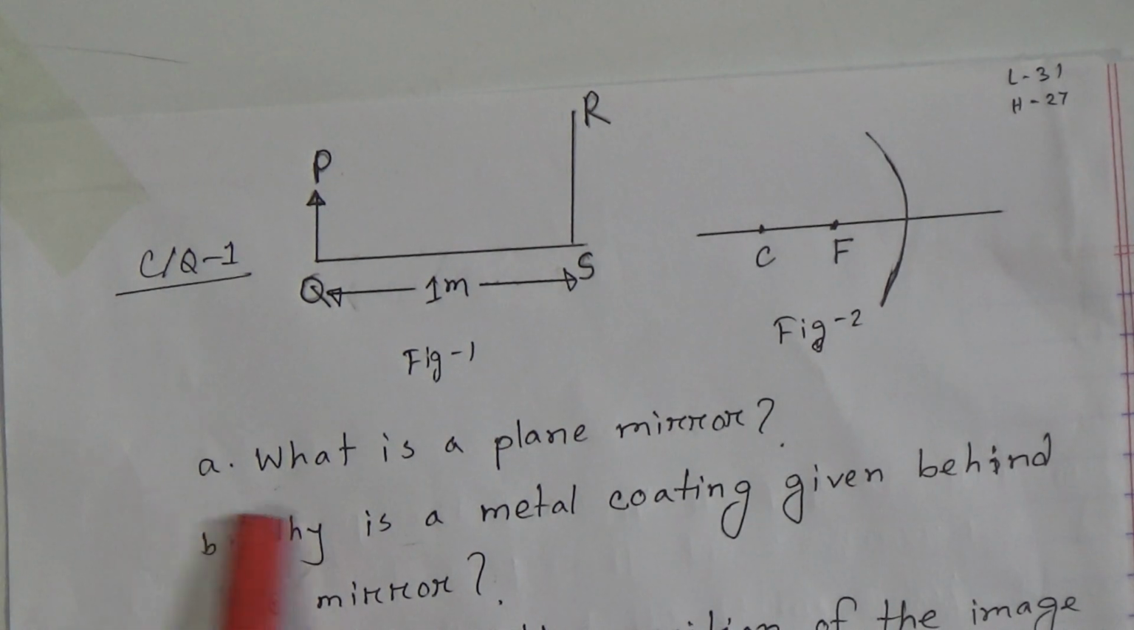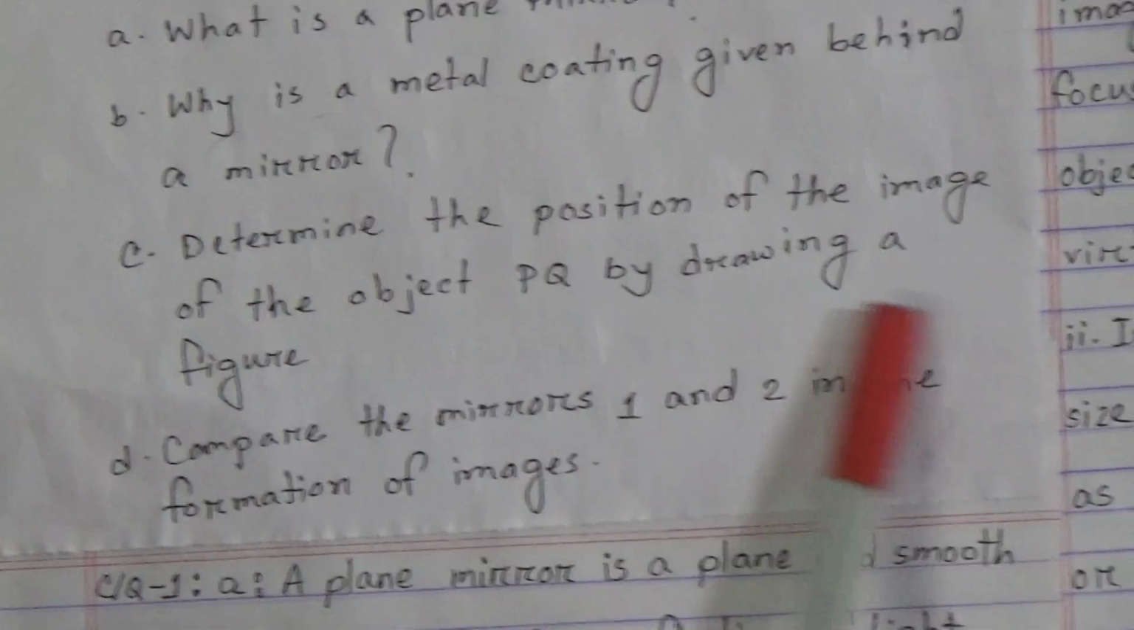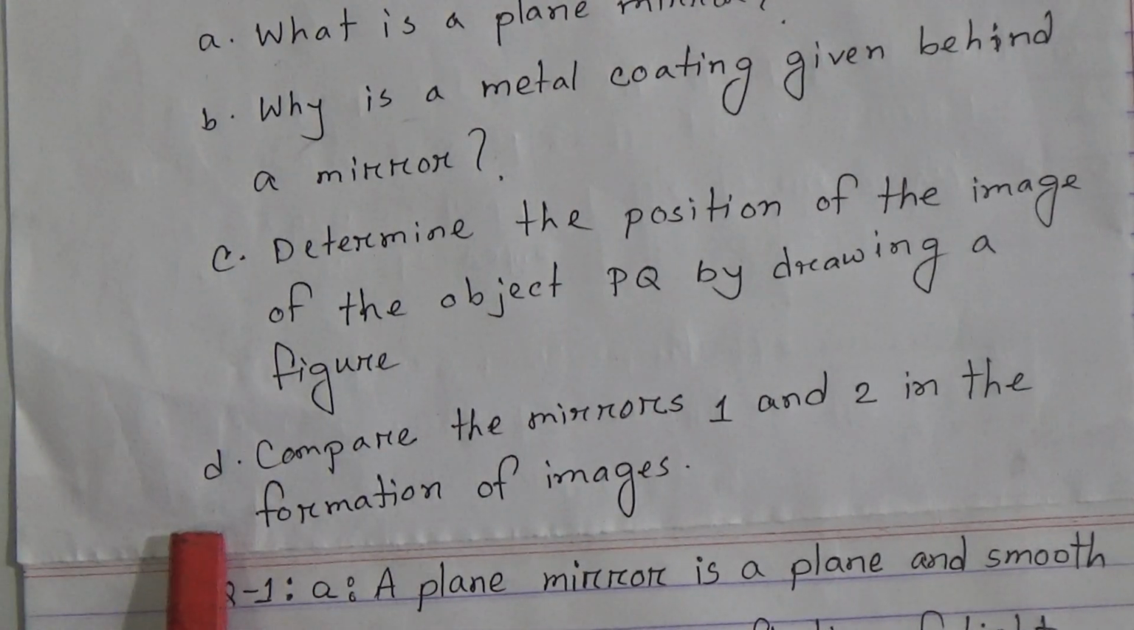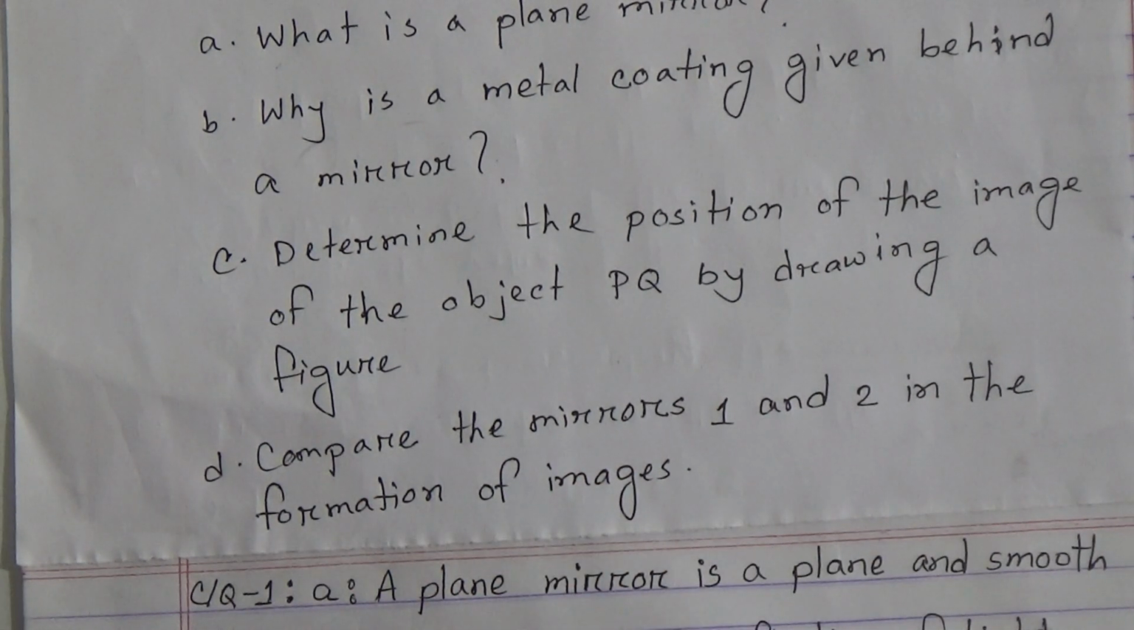Okay, number A, what is a plane mirror? Number B, why is a metal coating given behind a mirror? Number C, determine the position of the image of the object PQ by drawing a figure. And question number D, compare the mirrors 1 and mirror 2 in the formation of image.